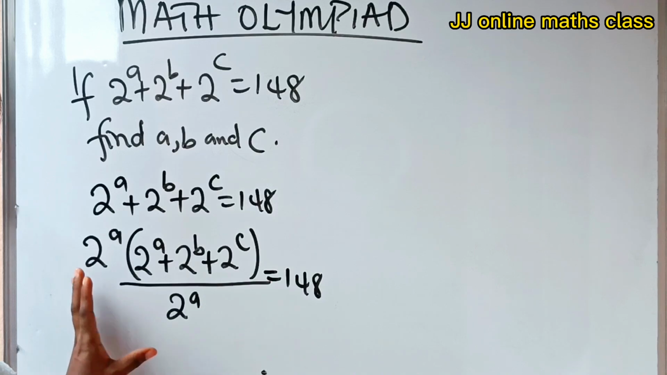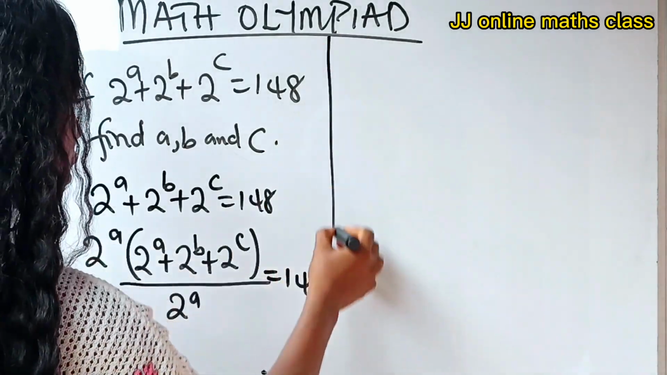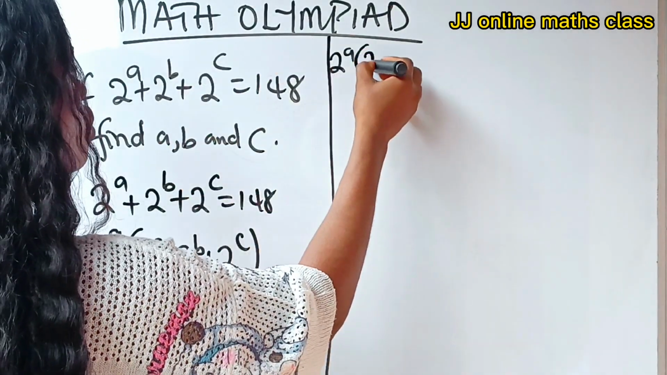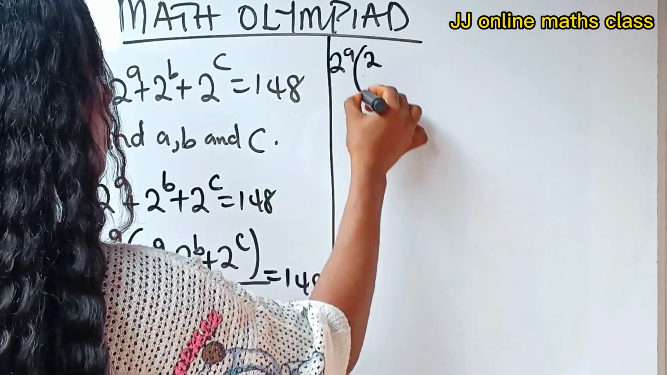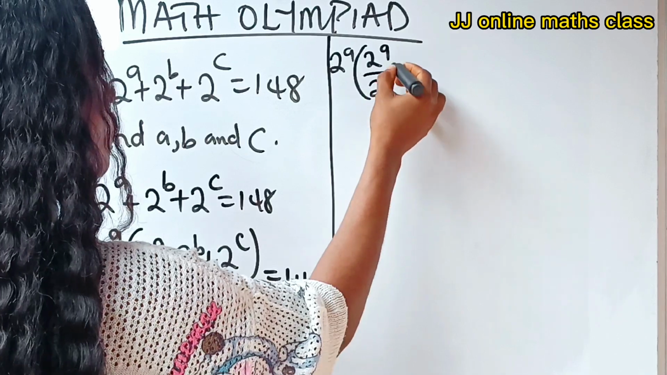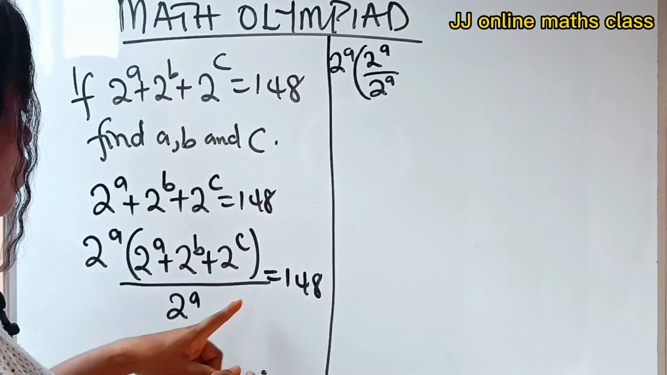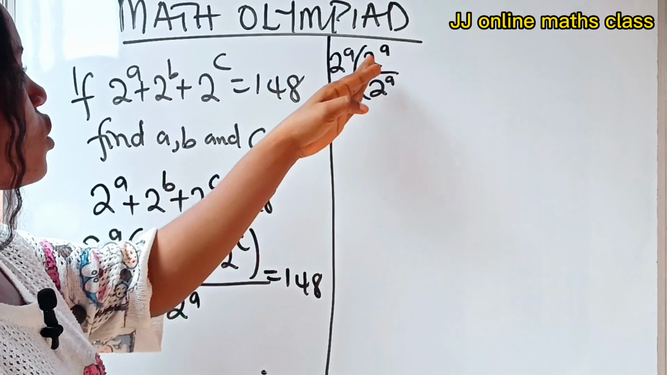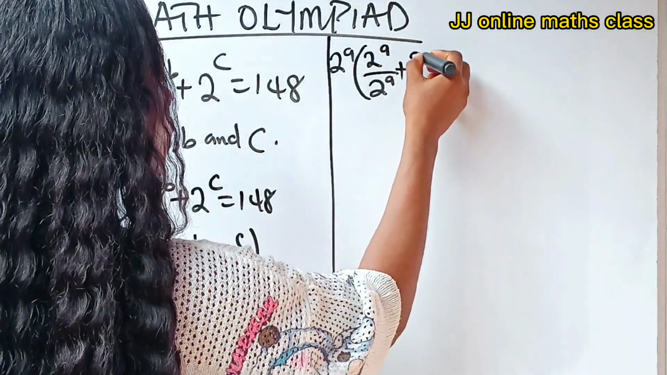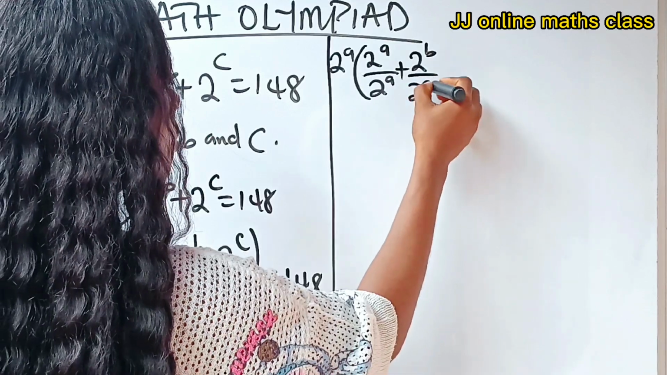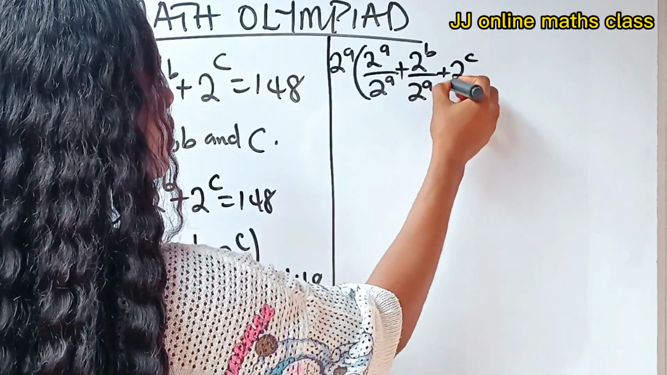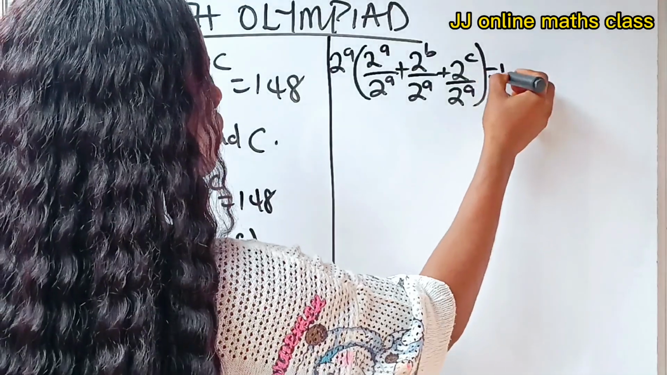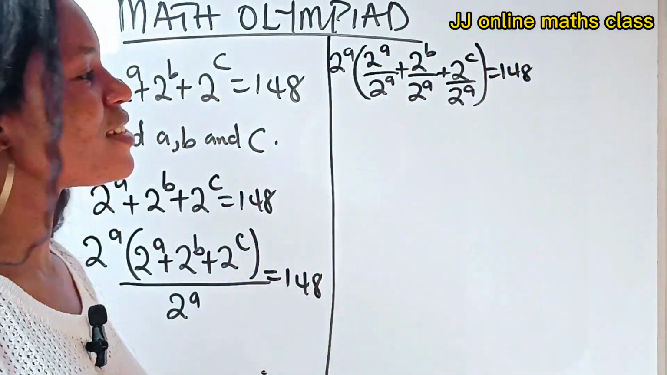Looking at this, we can now rewrite this as 2 to the power of a, bracket, 2 to the power of a over 2 to the power of a, since 2 to the power of a is dividing everything here. So we can write this as 2 to the power of a over 2 to the power of a plus 2 to the power of b over 2 to the power of a plus 2 to the power of c over 2 to the power of a. All right, now everything is equal to 148. What do we do next?